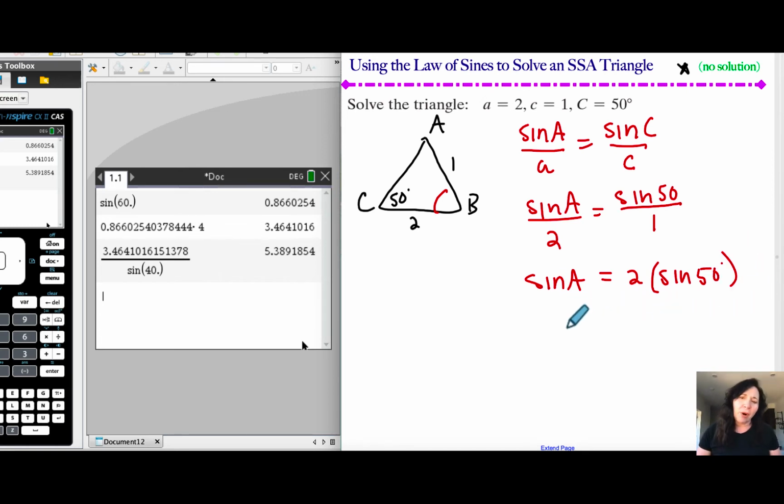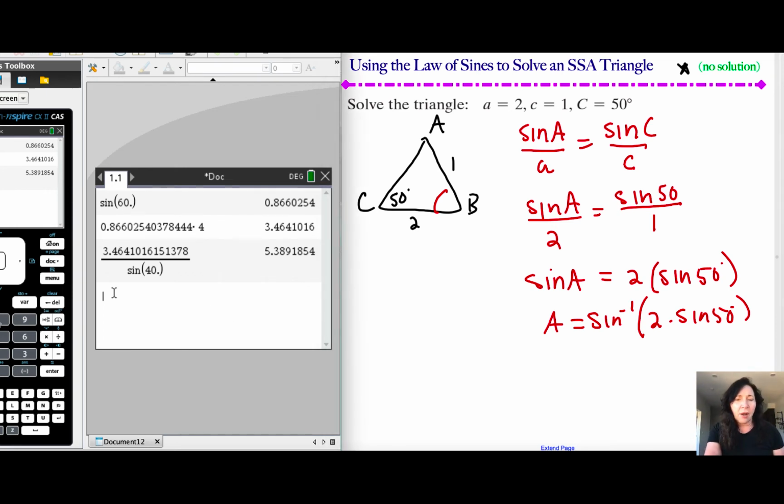Now, ultimately I want to get angle A by itself. And when we get angle A by itself, this is going to be arc sine of this value, meaning 2 times whatever sine of 50 is. But before I do arc sine of that, I want to know what that is, 2 times sine of 50. So on my calculator, I want you to go sine of 50 degrees, and then multiply by 2. And you get 1.53. So what this is saying is angle A is approximately arc sine of 1.53.